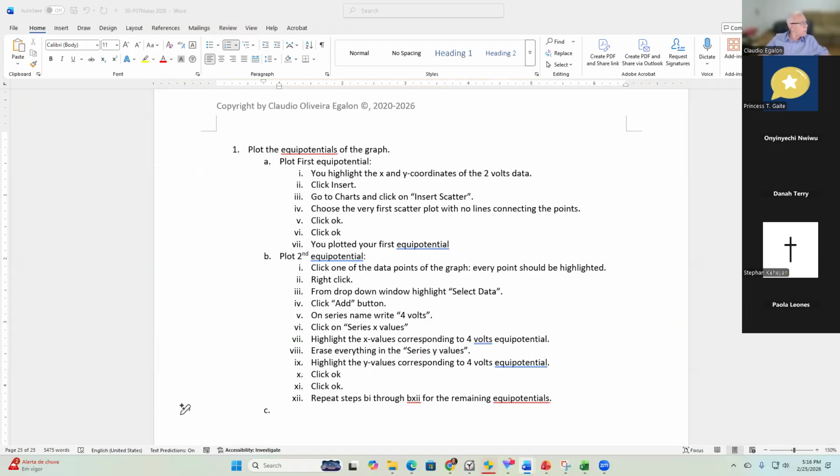Let's see, plot the second equipotential, then plot the remaining equipotentials using the instructions in the B item above. Once you do the second equipotential, you can do the third, the fourth, and the fifth. Okay? 6, 8, and 9. So let's go do the rest.